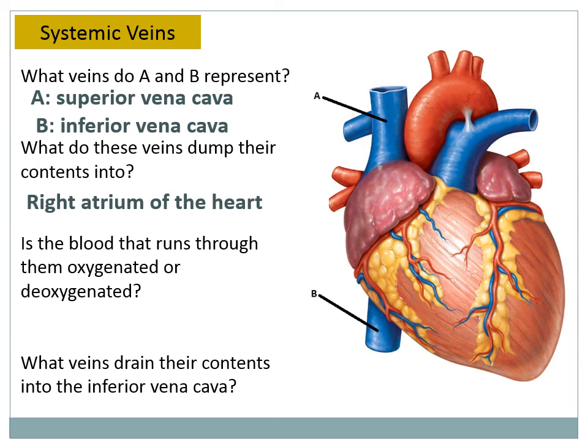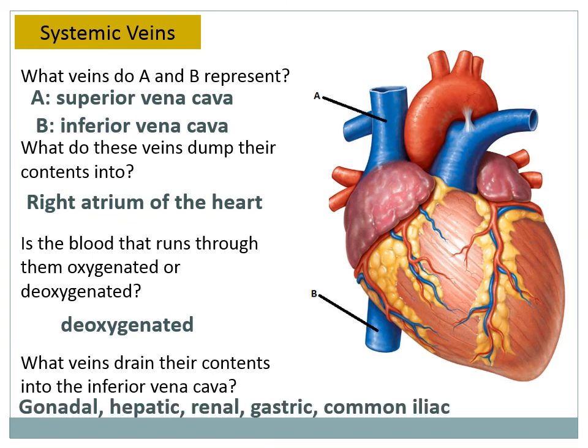Is the blood that runs through them oxygenated or deoxygenated? Well, they're colored in blue and they're veins, so they're going to be carrying deoxygenated blood. Now we have to think about all of the veins that drain their contents into the inferior vena cava. There's quite a few of them, so I'm just going to list some of them here. We have our gonadal, our hepatic, our renal, our gastric, and our common iliac. So we have quite a few that are going to drain their contents into your inferior vena cava.